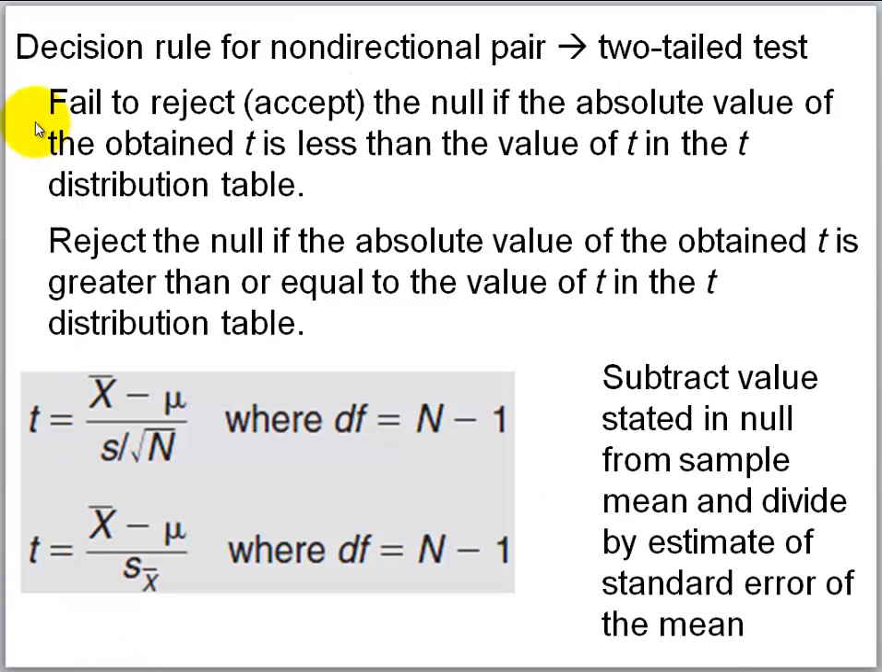We will shortly carry out an example using a non-directional hypothesis pair and thus a two-tailed test. So here is the decision rule for that situation. Fail to reject the null if the absolute value of the obtained t is less than the value of t in the t-distribution table. Reject the null if the absolute value of the obtained t is greater than or equal to the value of t in the t-distribution table.